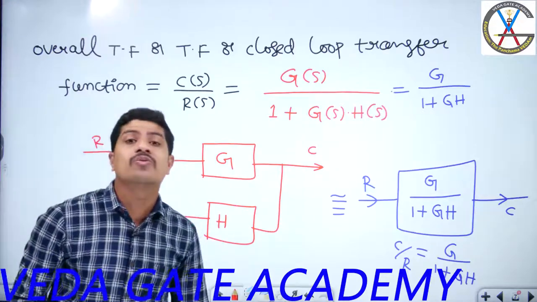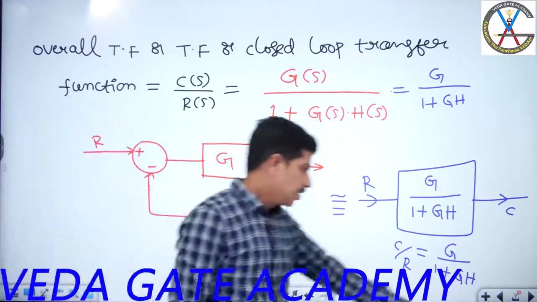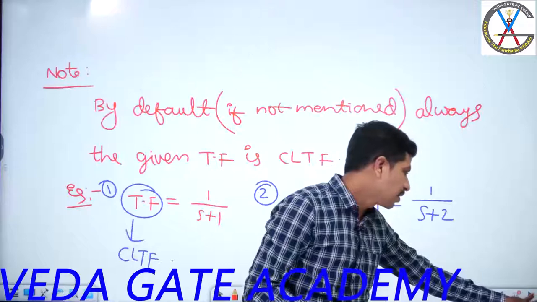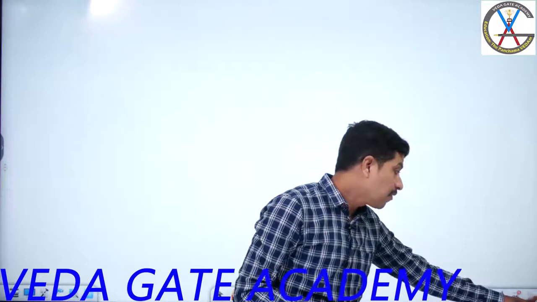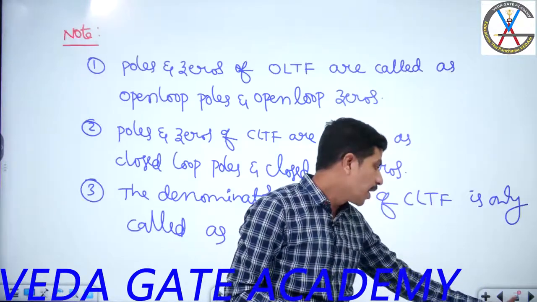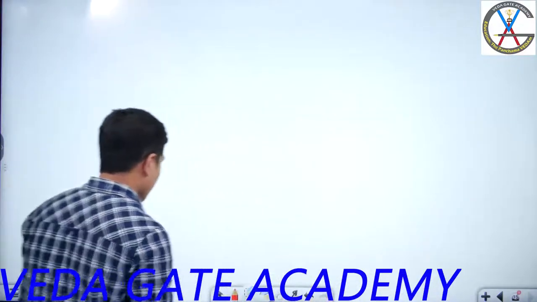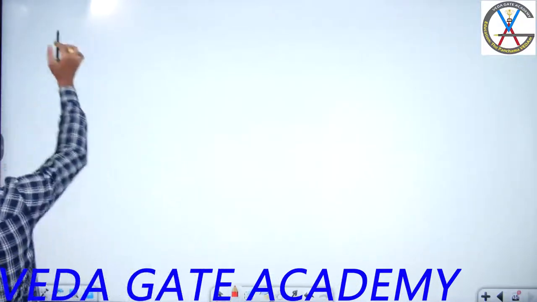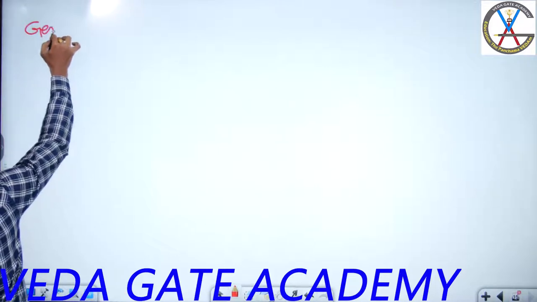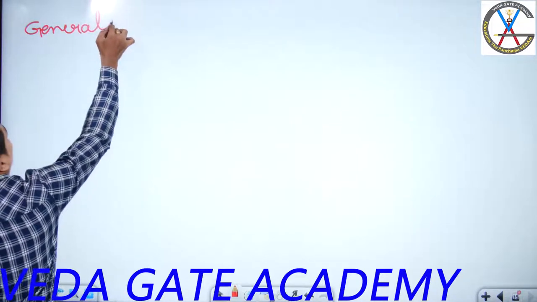If it is positive feedback, what happens? Let us see. And after that, we will generalize. After that, we are going to see unity feedback. Generalize a transfer function.